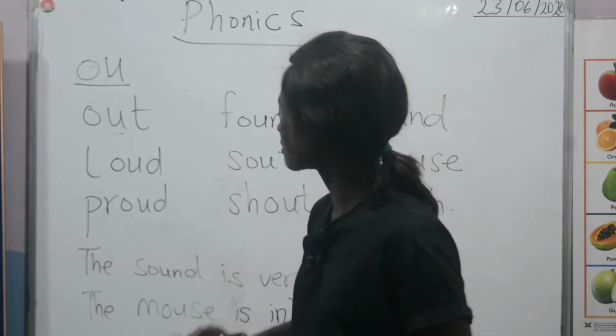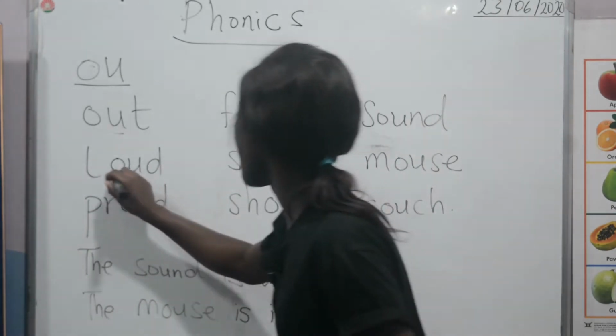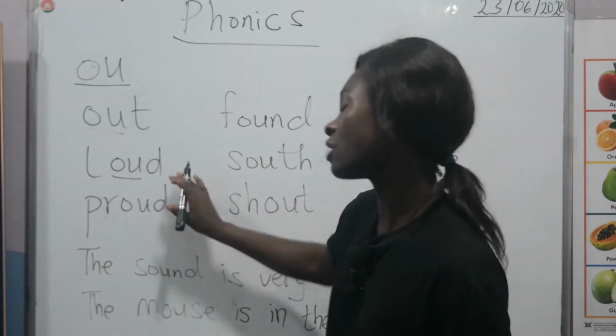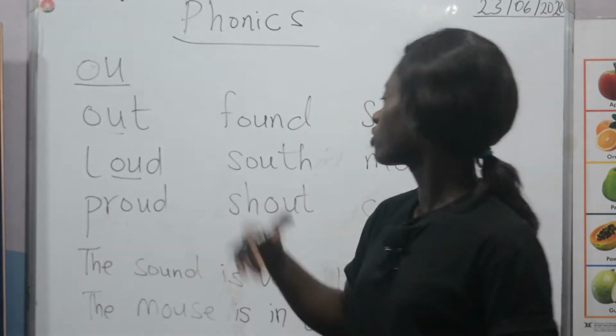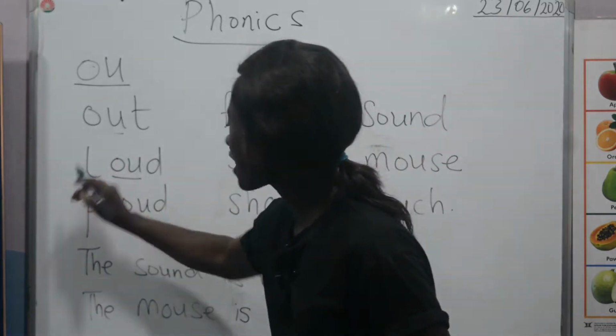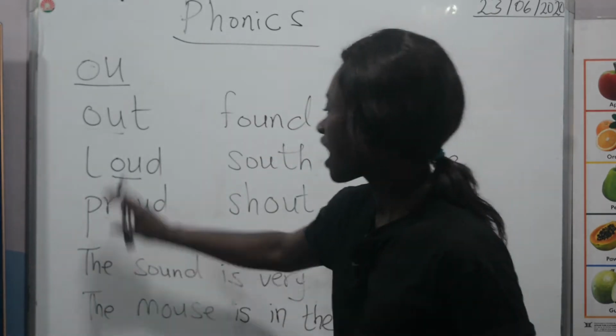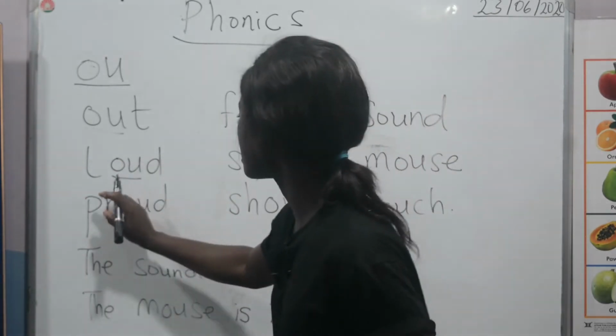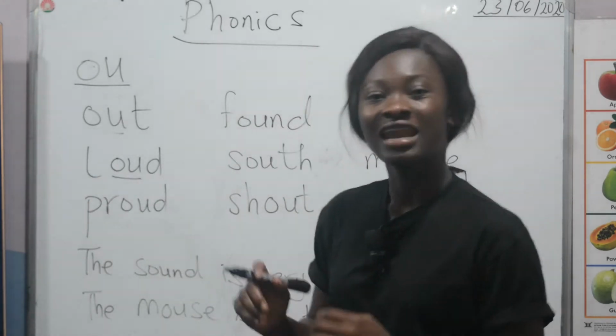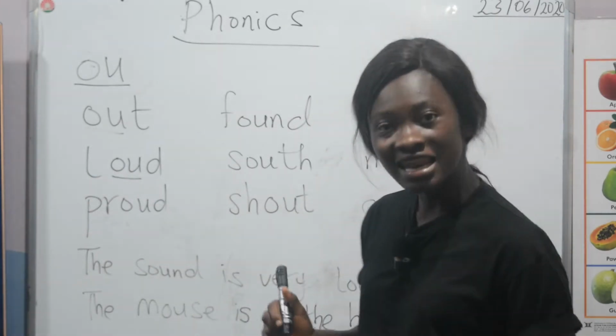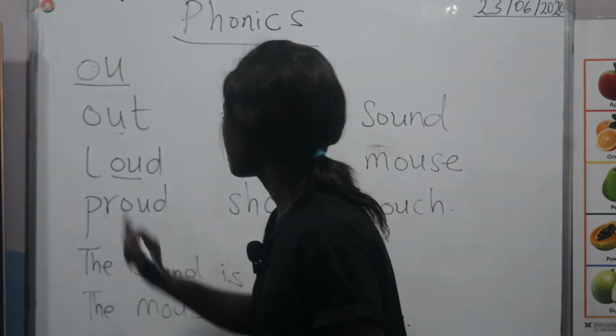Now let's come here. Now we can see O here and then ow in the middle. The last sound is D. I told you, when you see a word, you look at the first and the last sound. This is O and this is D. And the ow is in the middle. So you pronounce it as what? Loud. Say after me. Loud. Very good.